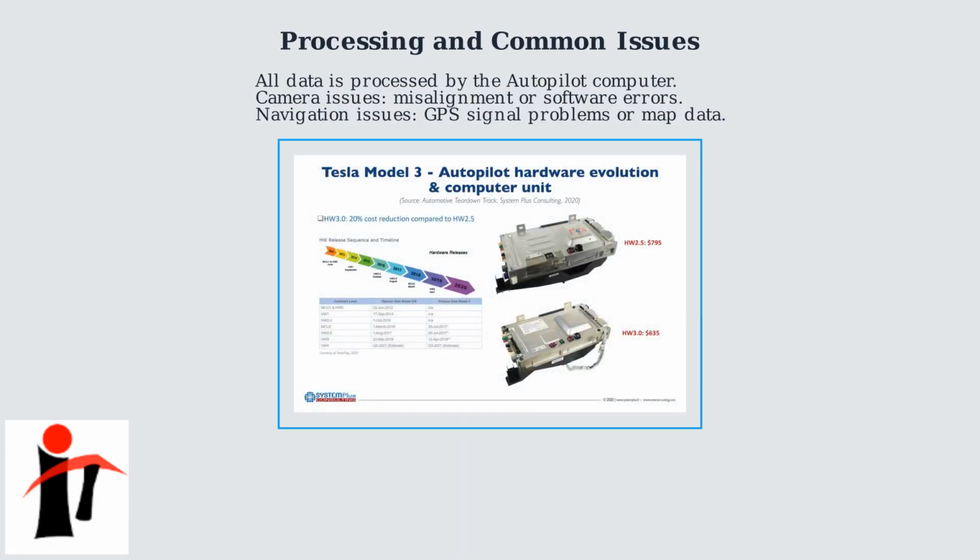Camera problems often stem from misalignment after cleaning or impacts, or software glitches. Navigation issues typically involve GPS signal interference or outdated map data, which can be addressed through resets and updates.